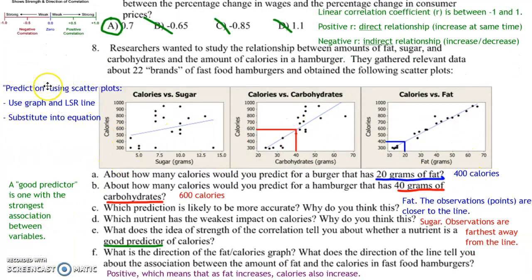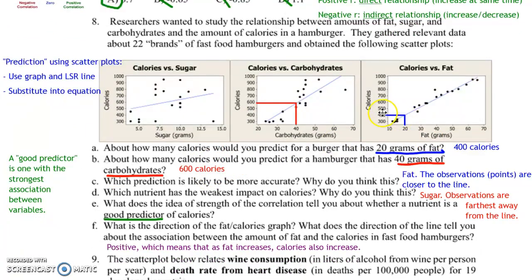In order to make an estimation or a prediction using a scatter plot, the easiest way to do it is putting the number into the equation. But if you don't have an equation, you estimate by looking at the graph. The estimations should be pretty straightforward.